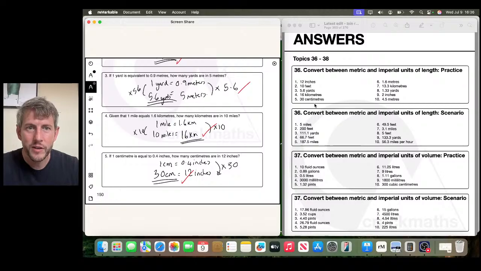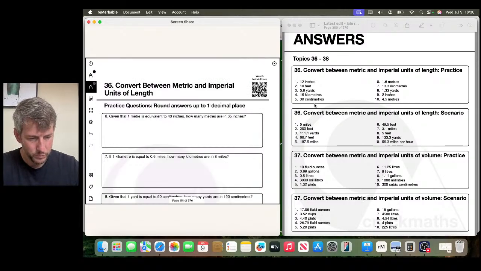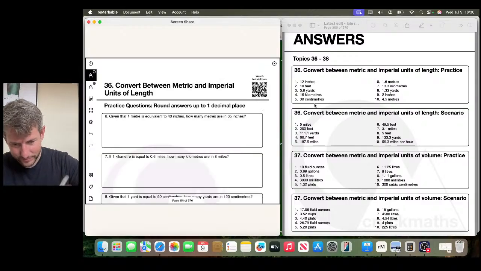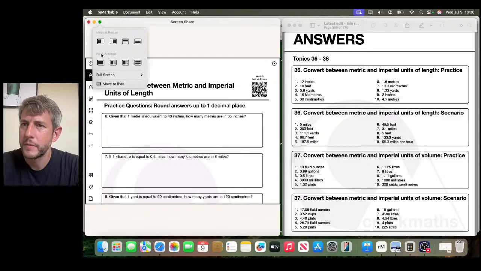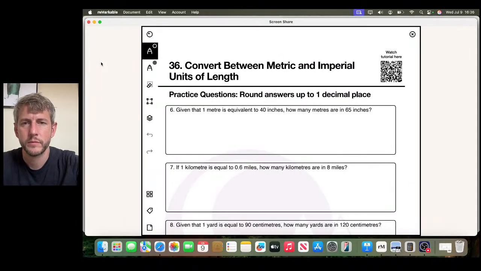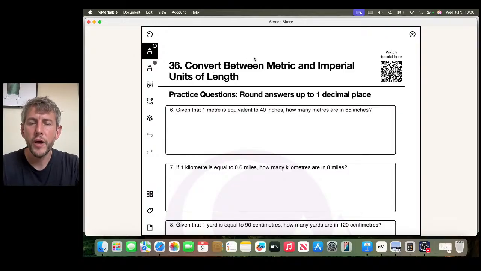Right, let's move on to questions 6 to 10. Oh, I went twice. Here we go. Right, let's move this up. Let's enlarge this. So here we go. We've got convert between metric and imperial units of length. And here we've got practice questions, round answers to 1 decimal place again.